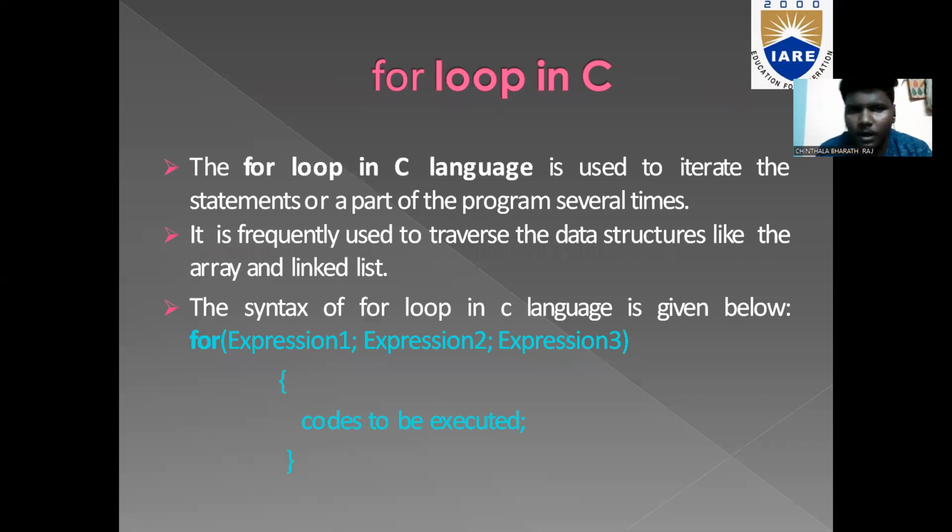Now we will discuss what is for loop. The for loop in C language is used to iterate the statements or a part of the program several times. It is frequently used to traverse data structures like arrays and linked lists. The syntax for the for loop in C language is given below: for (expression 1; expression 2; expression 3) { code to be executed }. We will see what expression 1, expression 2, and expression 3 are in the next slides. We have to put a semicolon after expression 1 and expression 2. After that we open the curly braces and write the code inside the for loop.